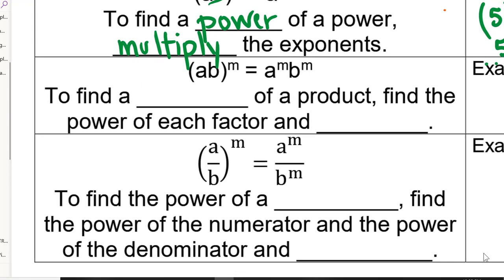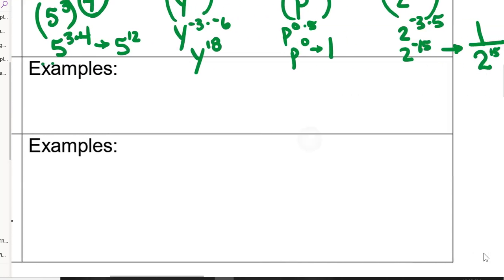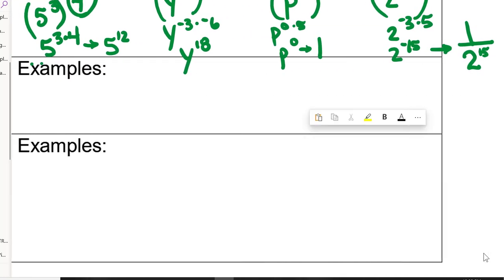To find the power of a product, find the power of each factor and multiply. Some examples that we would have here.